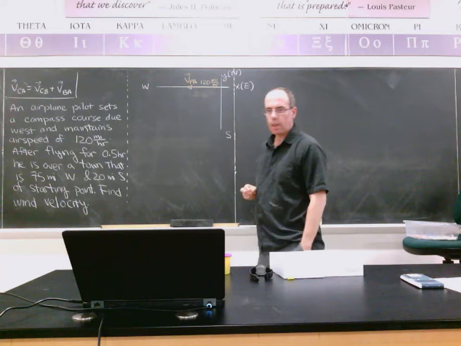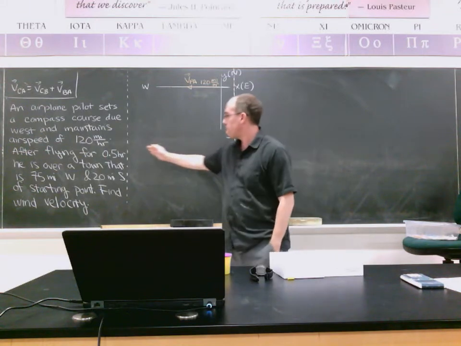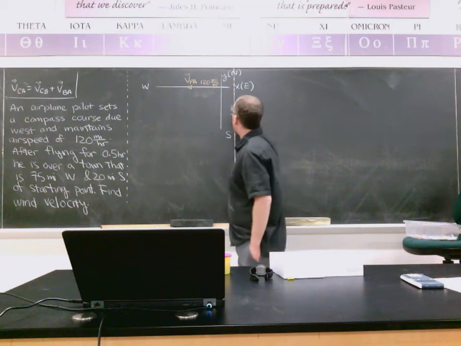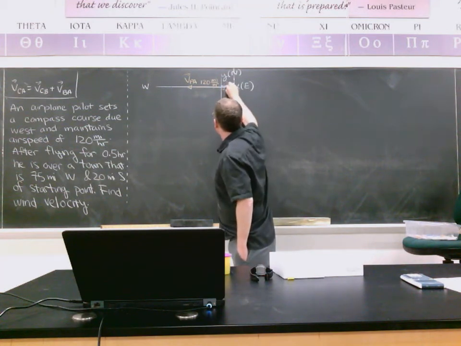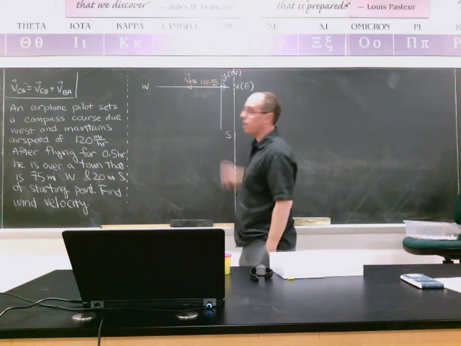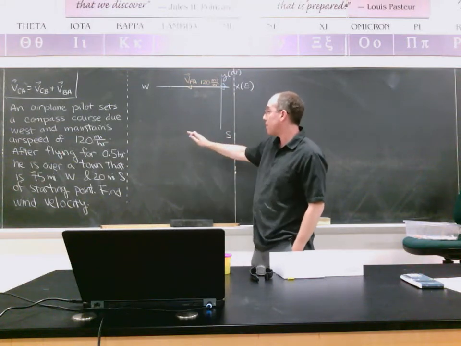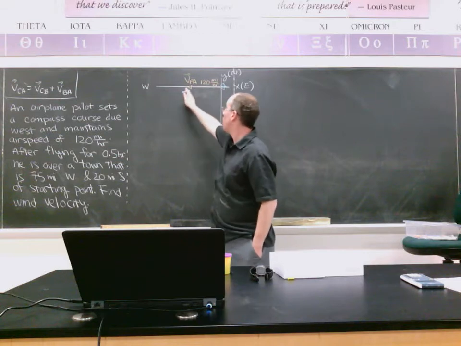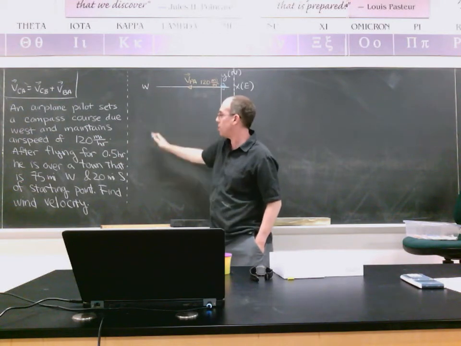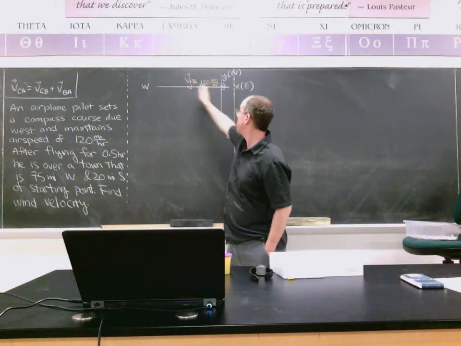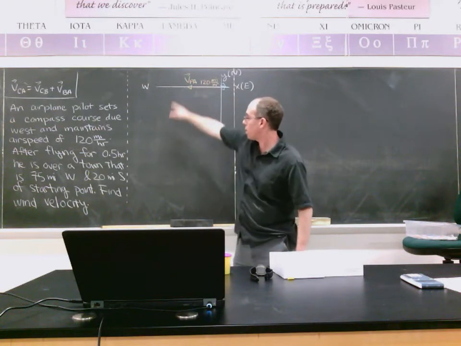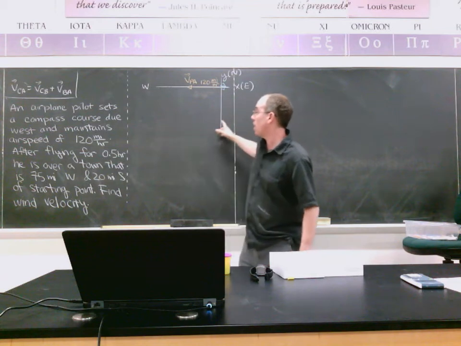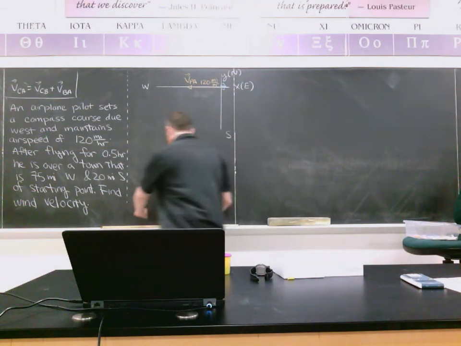Okay? Now let's try and use the other information in the statement of the problem. Let's say that the airplane starts at an airport over here at the origin, and half an hour later, the plane is going to be over a town which is 75 miles west and 20 miles south of that airport. So let's mark a point which is 75 miles west and 20 miles south of the airport.